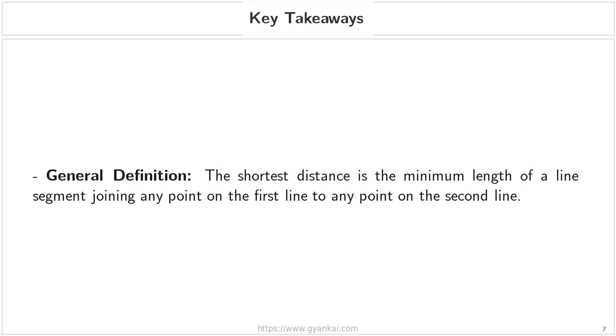First, let's revisit the general definition. Remember, when we talk about the shortest distance between two lines, we aren't just looking at any random gap. We are looking for the absolute minimum length of a line segment that connects any arbitrary point on the first line to any arbitrary point on the second line. It is the smallest possible value you can find.